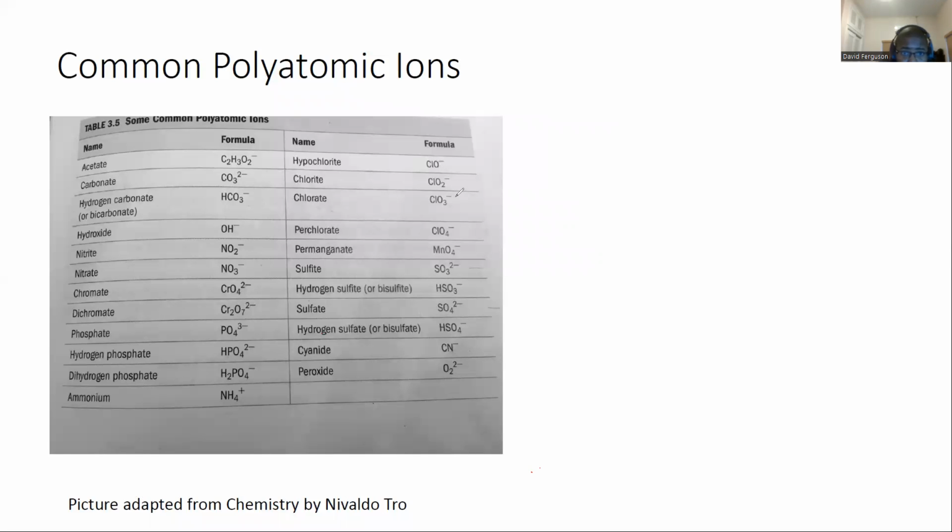I want you to know chlorate, perchlorate, permanganate, which has a minus charge, sulfite, sulfate, cyanide, ammonium, phosphate, nitrate, hydroxide, the thing we talk about a good bit, carbonate, bicarbonate. And that's as much as I want you to know.